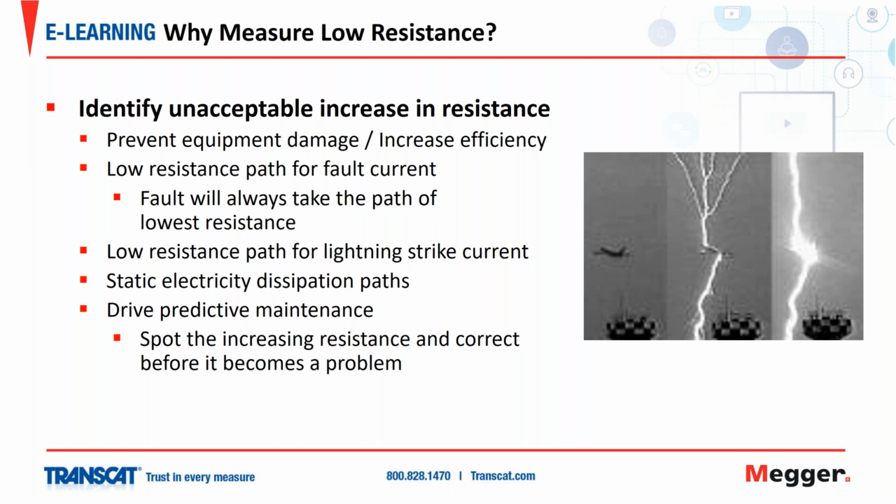We're looking for static electricity dissipation paths. And then also to drive predictive maintenance, we want to spot any increase in resistance and correct it before it becomes a major problem. We have a pretty dramatic sequence of photos there. I'm not sure if you can see it. It's a little blurry, but this is an airplane that lightning strike comes down, and you can see it's actually going around the aircraft and down to the ground. And we'll talk a little later about applications for the aerospace industry, why this is important.